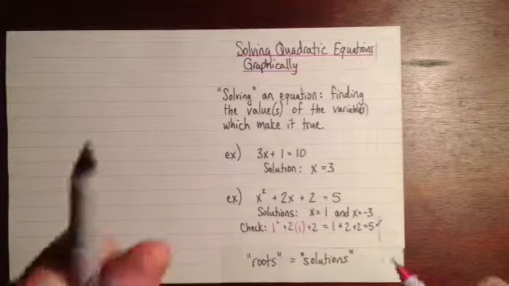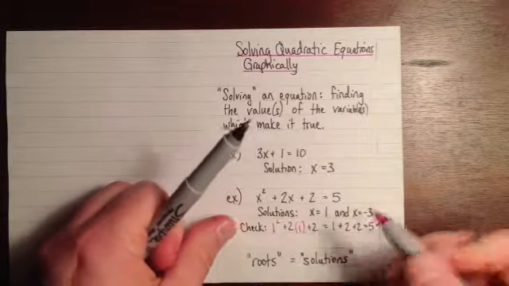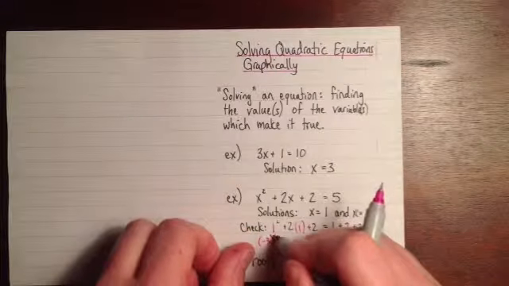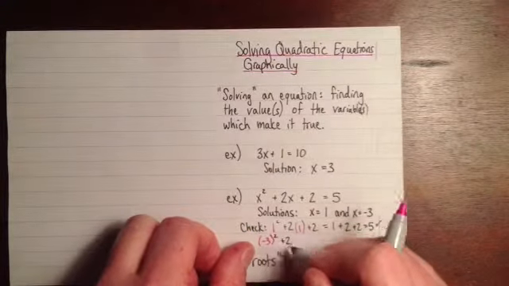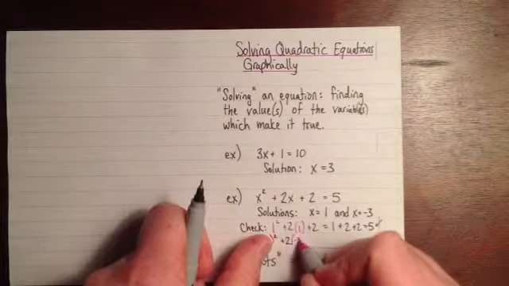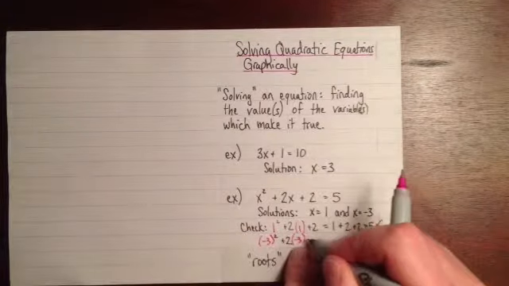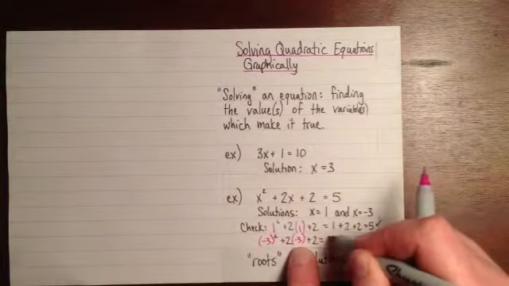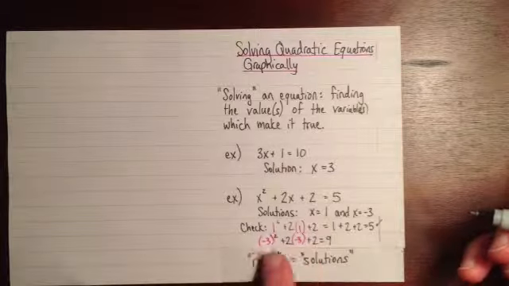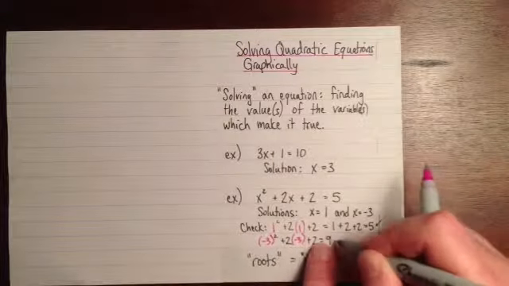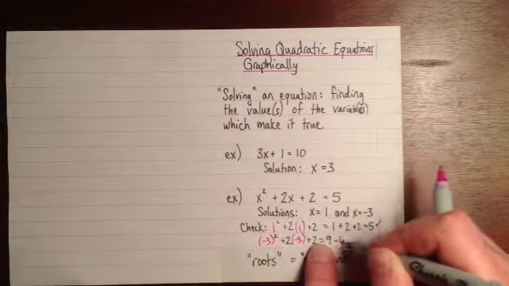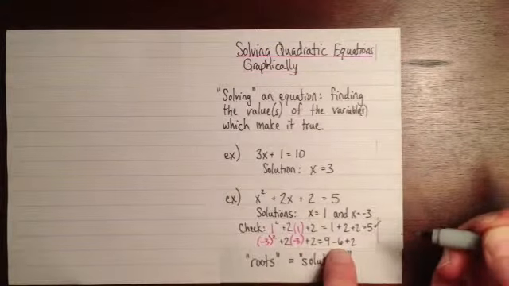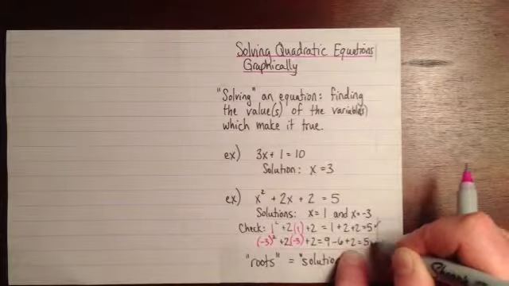And then if I check x equals negative 3, I'll substitute x equals negative 3. So we have negative 3 squared plus 2 times negative 3 plus 2. And that's equal to negative 3 squared, which is 9. Remember, it's positive because negative times negative is positive. 2 times negative 3 is negative 6, plus 2. So 9 minus 6 is 3, plus 2, and that is 5.